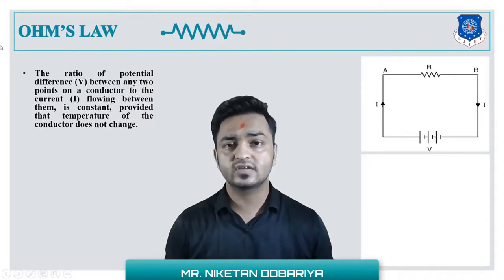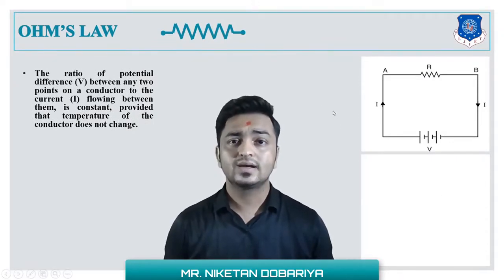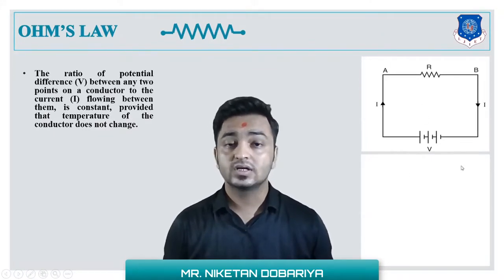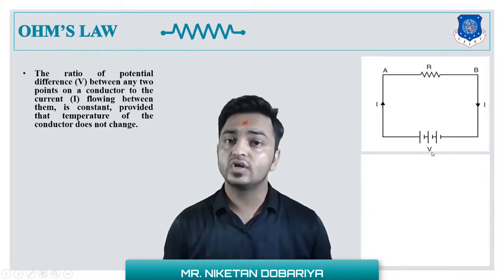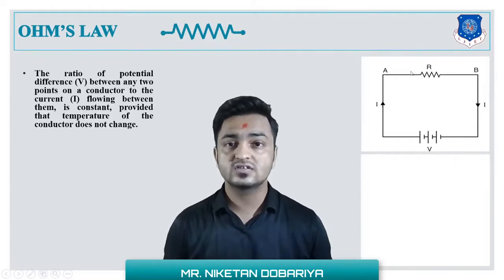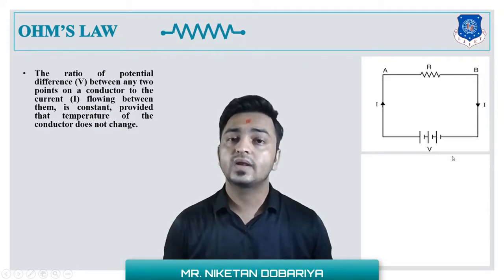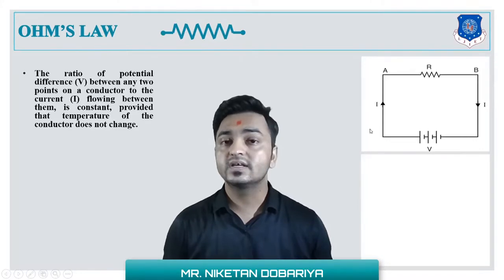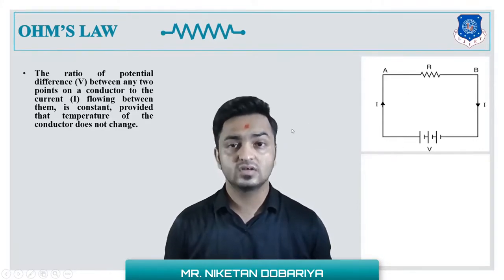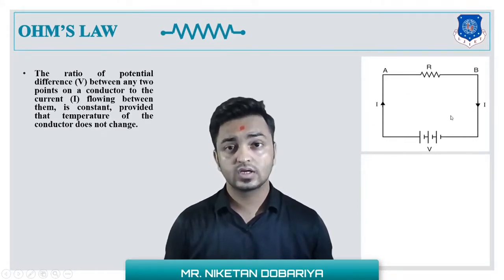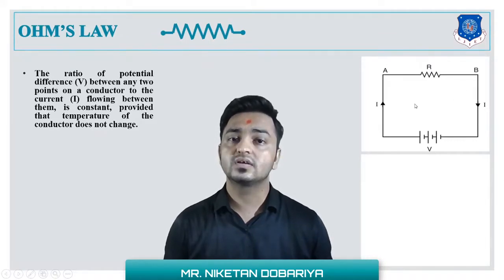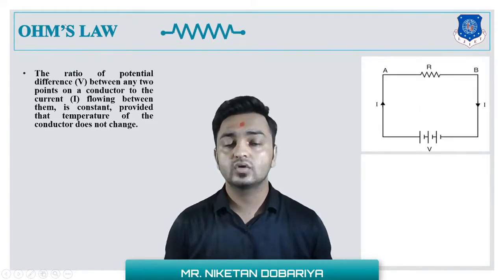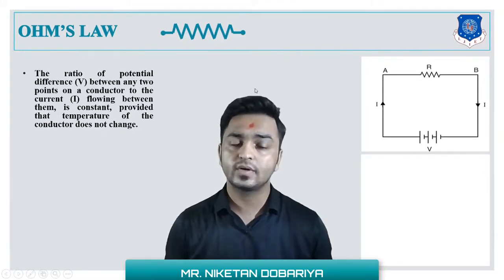Here the statement is given, and let's assume that we have a circuit over here. A DC voltage source of voltage V is connected across a resistor of value R. When this supply is connected with this resistor, a DC current I flows through this circuit. For this circuit, let's say we want to define Ohm's law. What is the statement of Ohm's law?